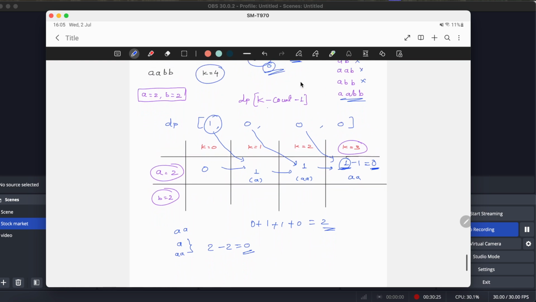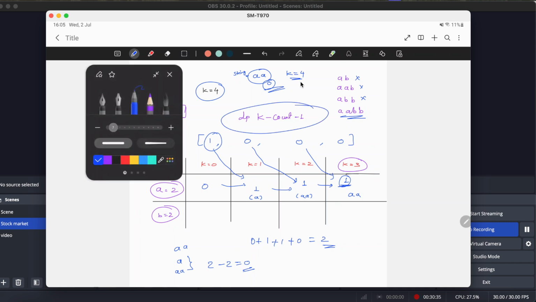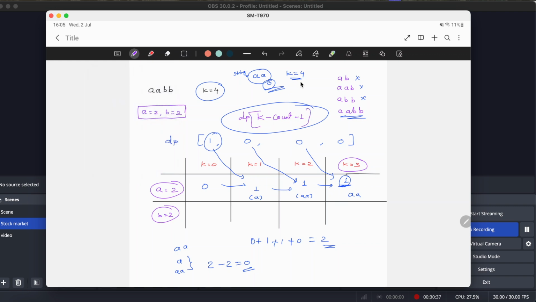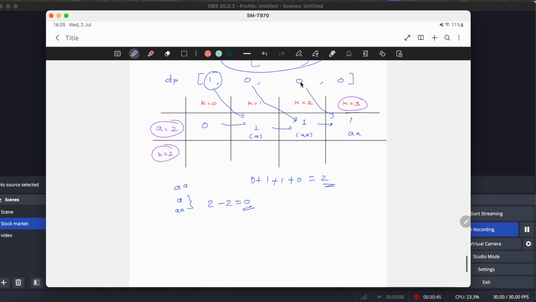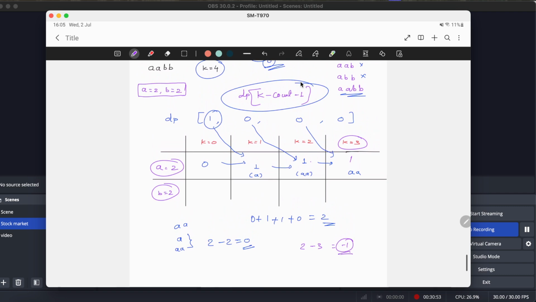Okay, if we haven't subtracted this dp of k minus count minus 1, whatever the answer that we are trying to generate, in that case here it is like 3 values something what we get, sorry, here it is like 1. So in total when we add all of this 1 1 1, the answer is basically 3. 2 minus 3, if we do minus 1, is the answer that we get, right? So one extra value that we are considering, it should get subtracted from here.